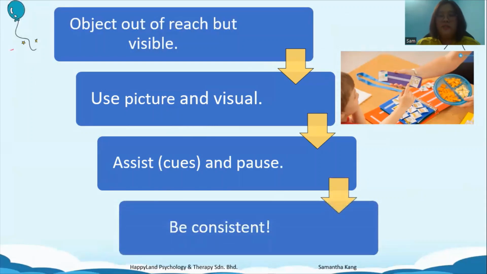And then the fourth strategy is to be consistent. This is actually a very important point, because if we are not consistent, the child can be very confused. For example, we take the open door example. Today the child said "open door" and mommy opened the door for him. Tomorrow maybe the child didn't get to say "open door," but mommy already opened the door for him.